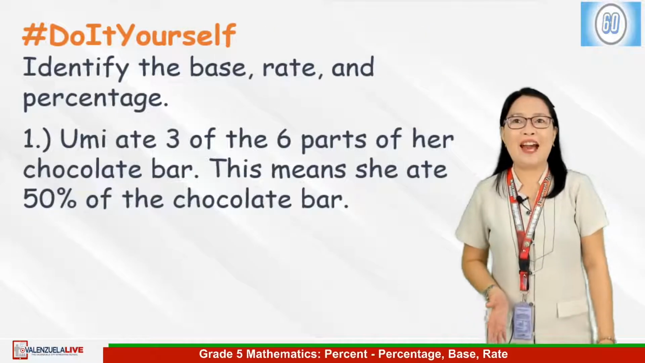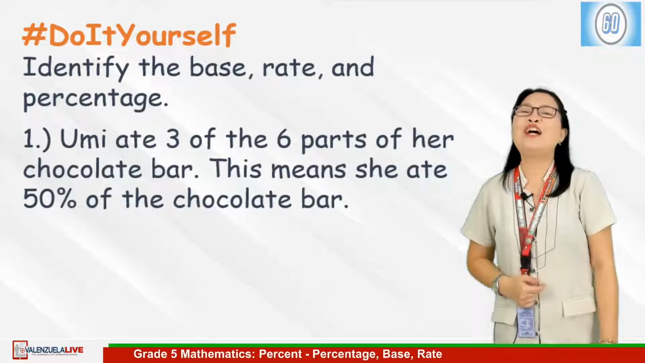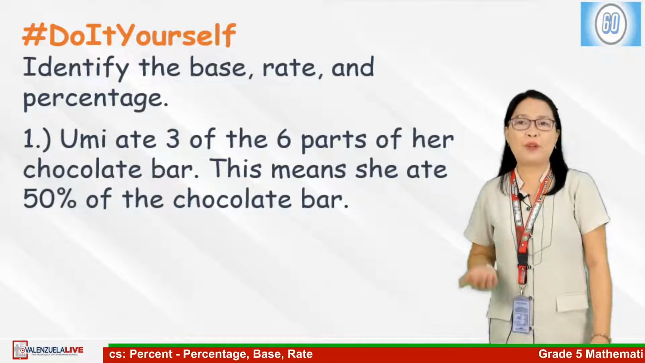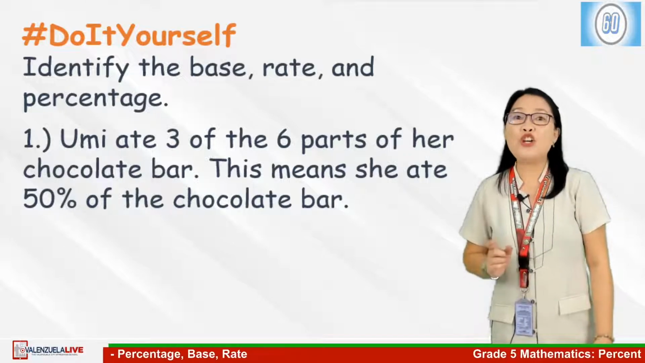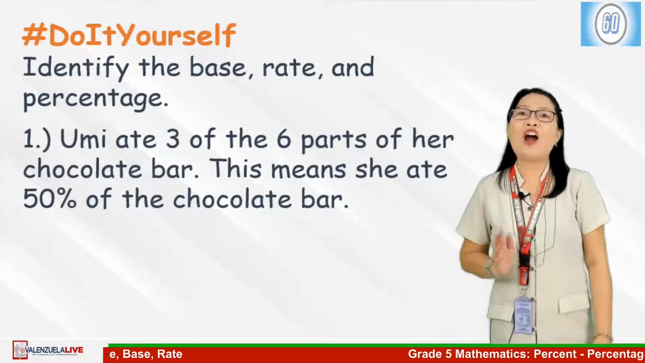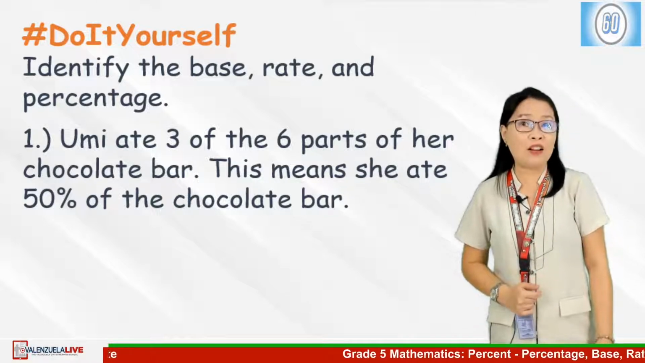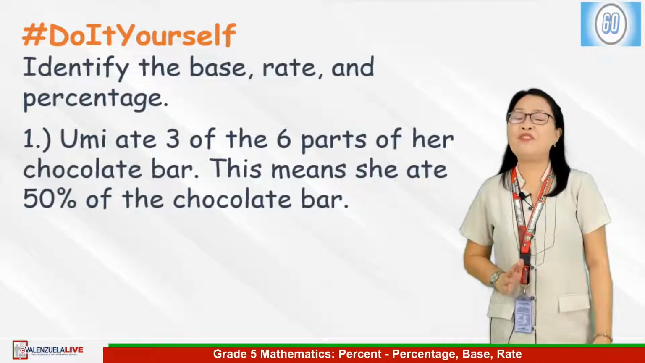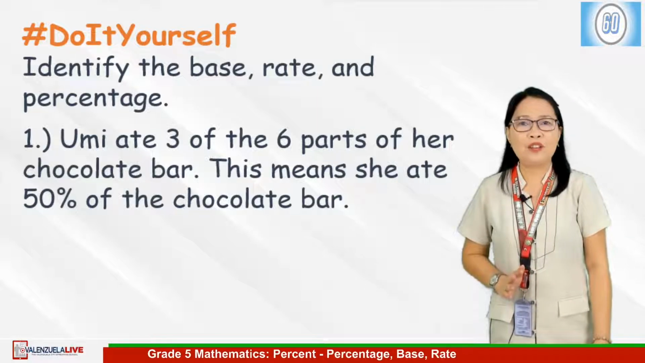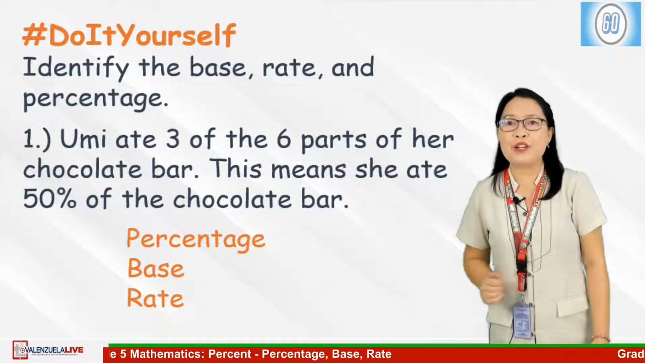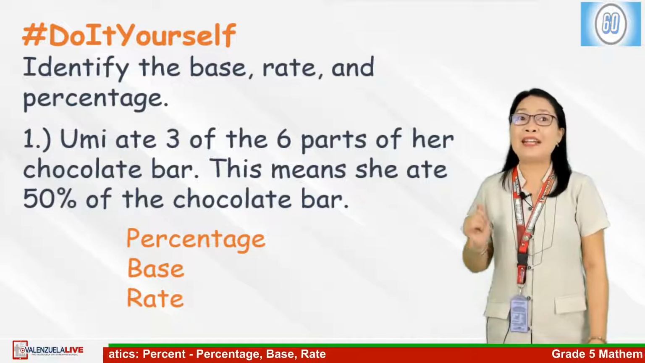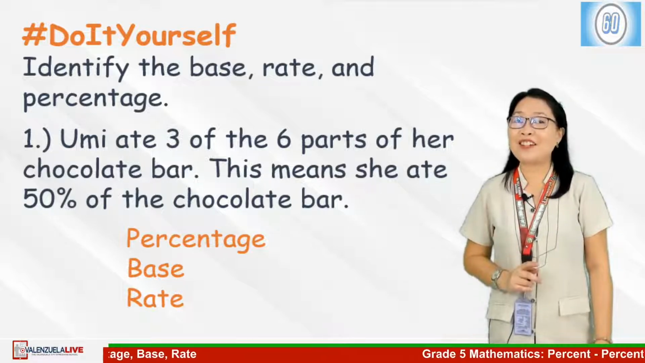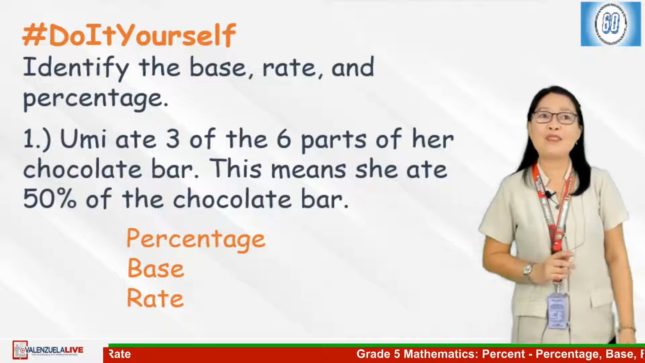Okay, this time, it's your own. Do it yourself. Identify the base, rate, and percentage. So let's have number one. Yumi ate 3 of the 6 parts of her chocolate bar. This means she ate 50% of the chocolate bar. Now, can you identify the percentage, the base, and the rate in this problem? I'll give you 60 seconds to think. Write your answer in the comment box. Okay, time starts now.